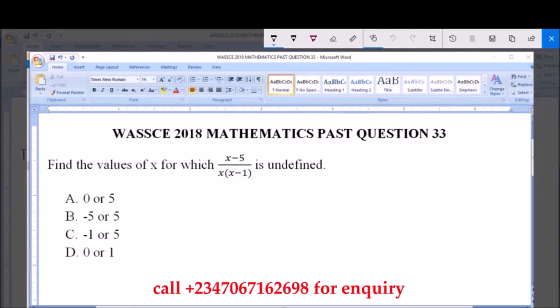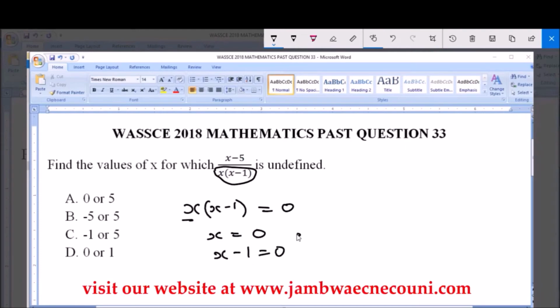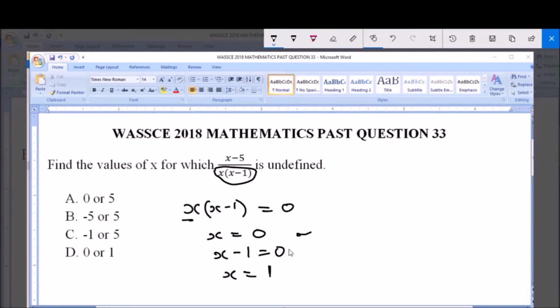Now for us to find the value for which the expression is undefined, we look at only the denominator. That is, we pick only the denominator, which is x into x minus 1, and we equate it to 0. From here we can see that x is equal to 0, and x minus 1 is equal to 0. So x minus 1 equal to 0 simply means x is equal to 1. So therefore x is equal to 0 or 1, and that is option D. So take note, only the denominator was concerned.